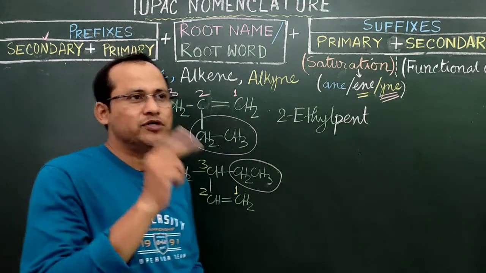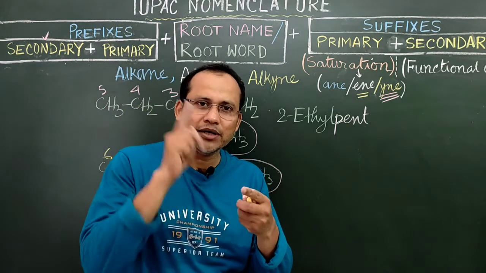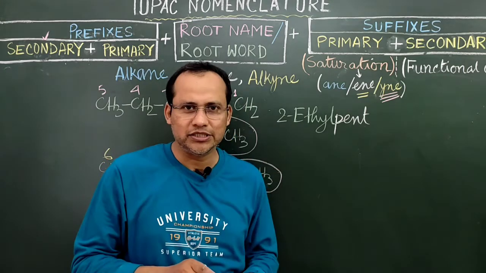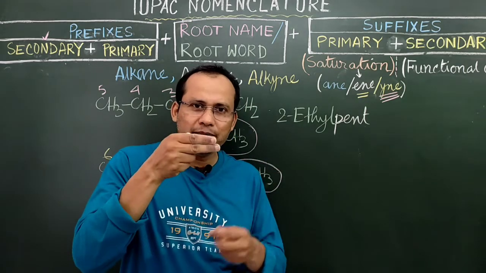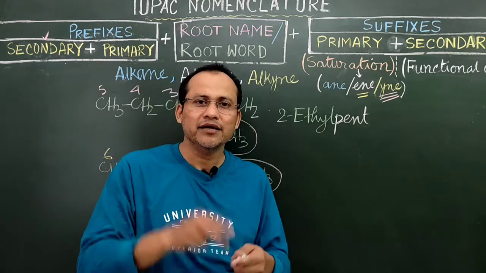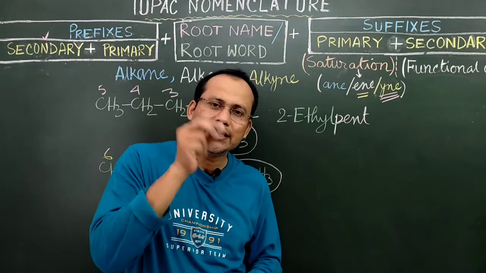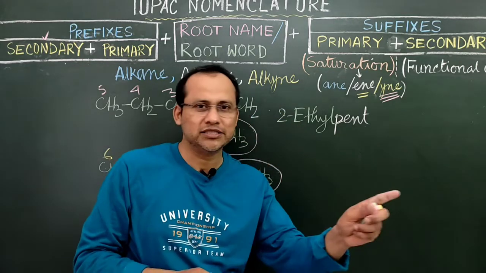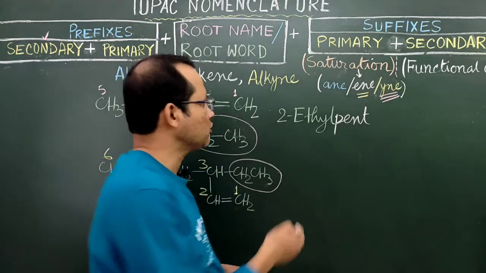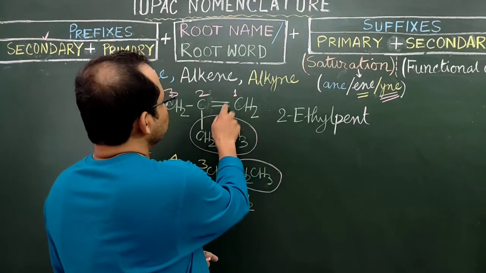Because if we say the position of the double bond is 1, automatically 1 and 2 will be its position, because the double bond will be between two adjacent carbon atoms, and in that case the minimum number is required to mention, then it will be sufficient to indicate its position. So the position of the double bond will be 1.